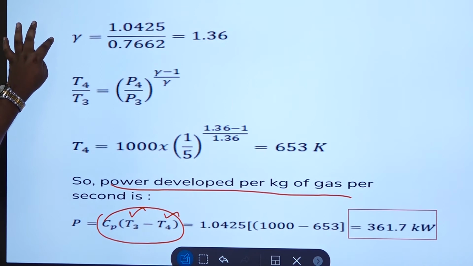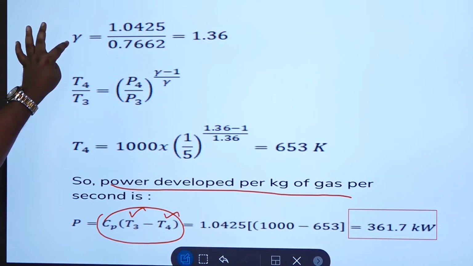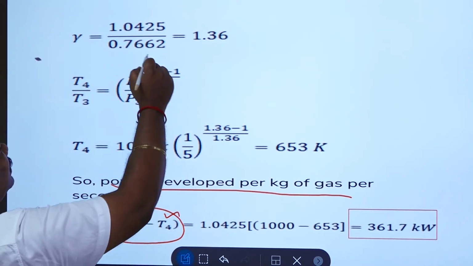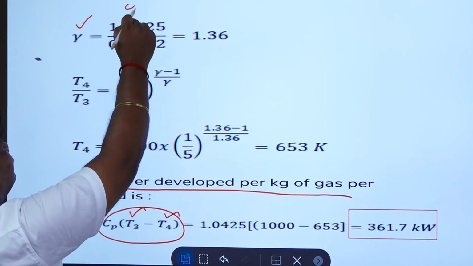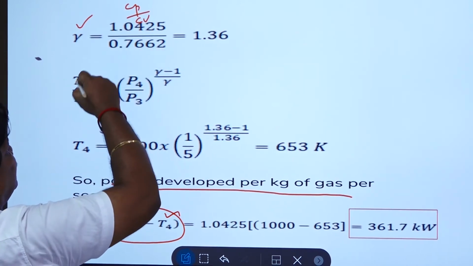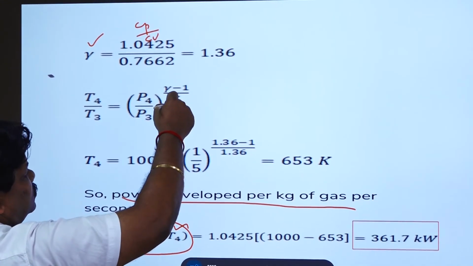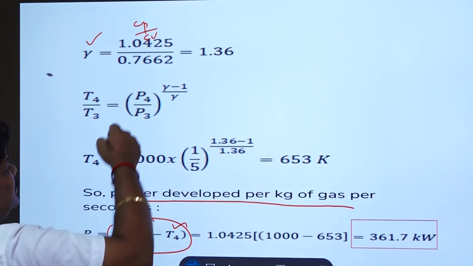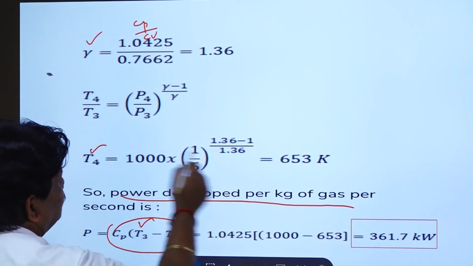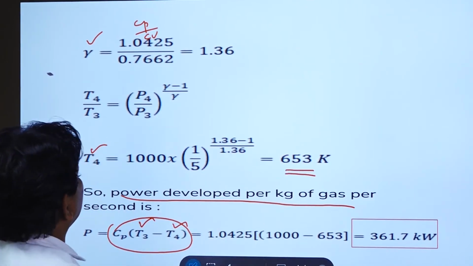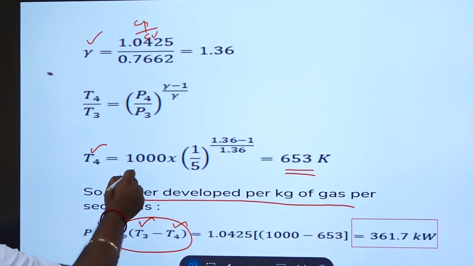But when you go here, you can see that the Cp and Cv values are given. So the value of gamma has to be determined, that is Cp by Cv, and T4 by T3 is equal to (P4 by P3) whole power (gamma minus 1) by gamma. So you can find the value of this T4, that is 653 Kelvin.